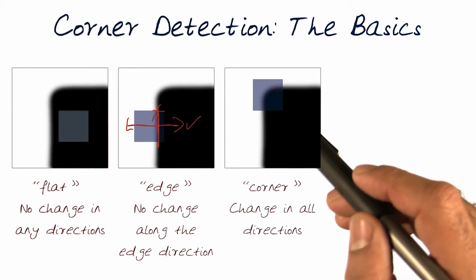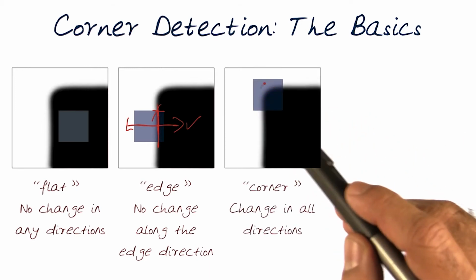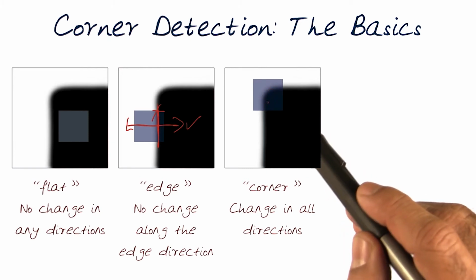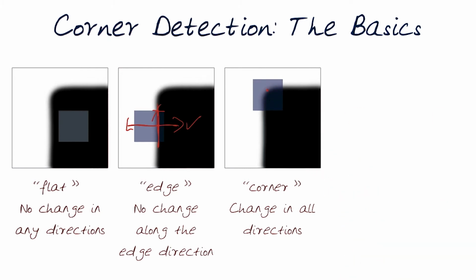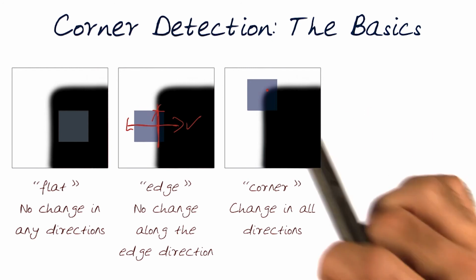In this case, let me do the same, but now I'm going to move this detector in both X and Y around the corner. If you notice, in this corner, changes are in all directions. Just looking at it again, any X change, any Y change, the gradient changes would happen.